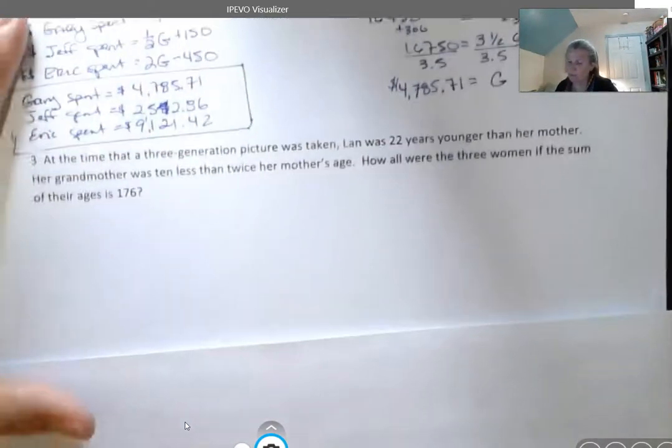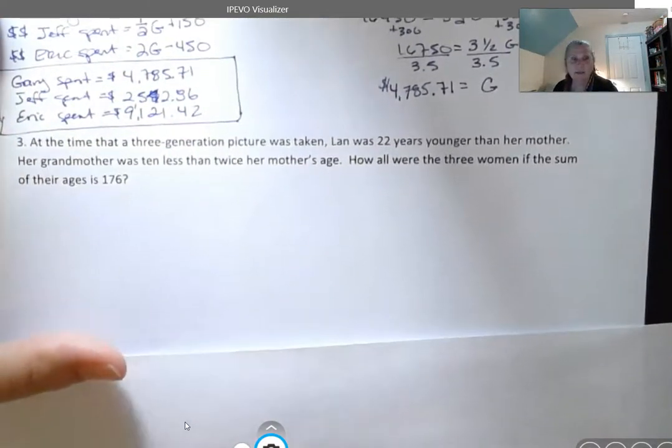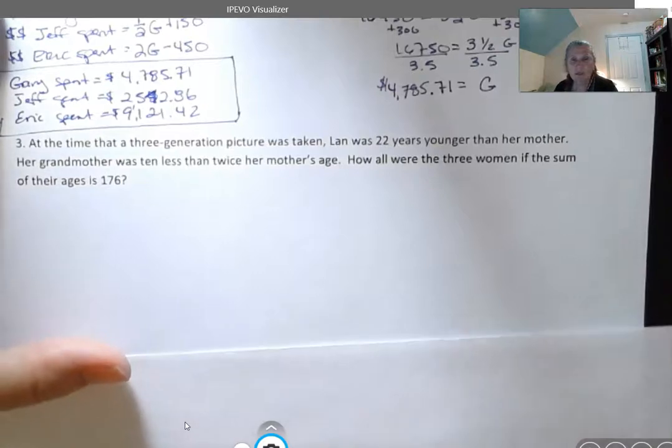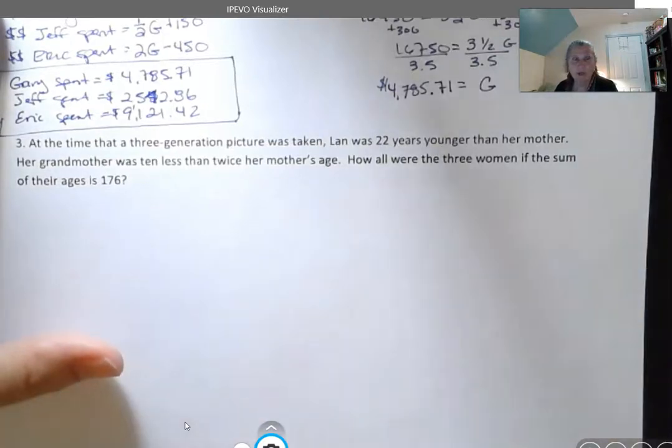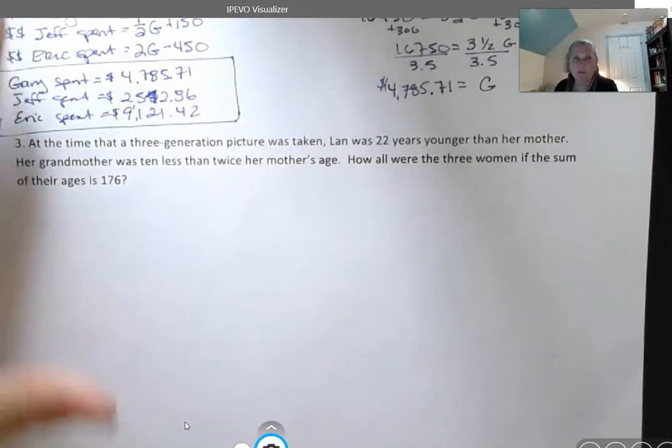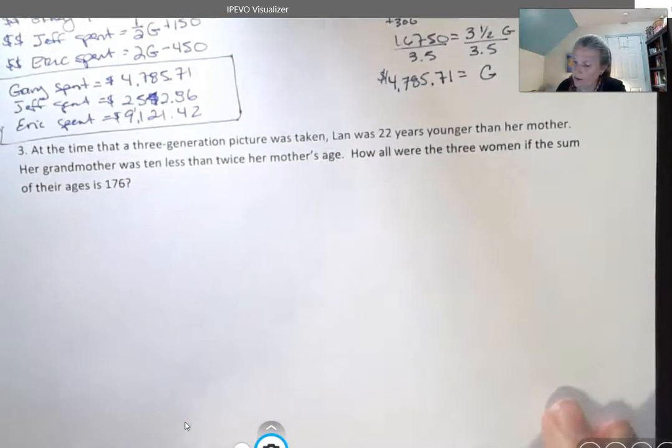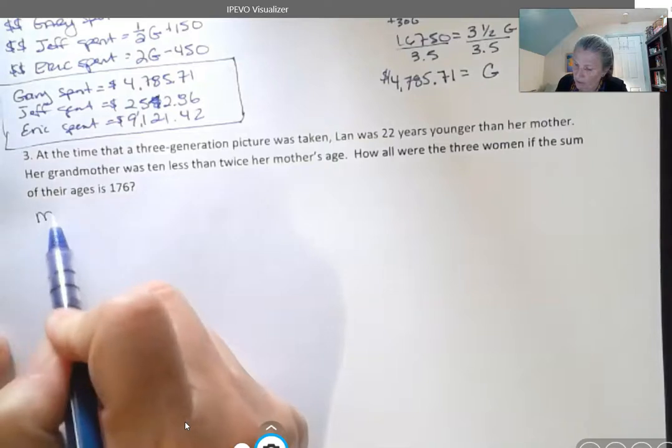16,450. All right. At the time that a 3-generation picture was taken, Lon was 22 years younger than her mother. Her grandmother was 10 less than twice her mother's age. How old were the 3 women if the sum of their ages was 167? Everything is based around the mother.